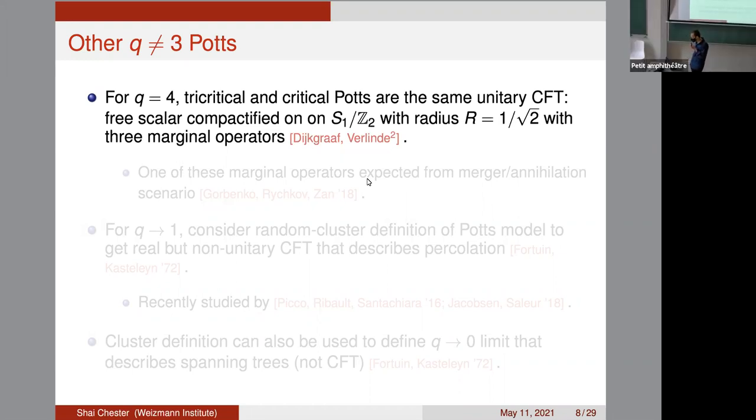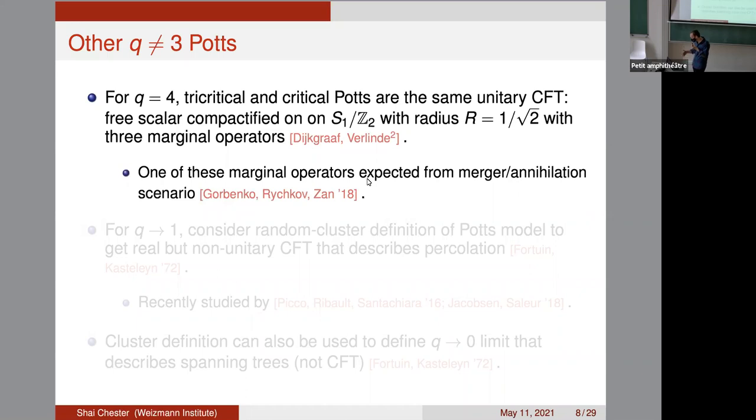So before we move on to the hero of the story, which is Q equals 3, let's briefly talk about other values where Q does not equal 3. For Q equals 4, the tricritical and critical Potts are the exact same unitary CFT in two dimensions. In particular, it's the free scalar compactified on S1 mod Z2 at radius 1 over square root of 2. And this has three marginal operators.